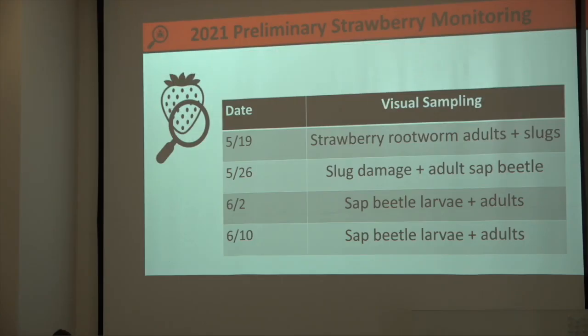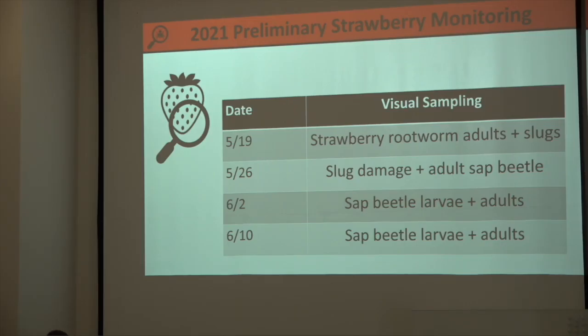The other thing that we did while we were looking is we looked for what else was out there. So we found strawberry rootworm adults already by May 19th, and we also found slugs to be very active that year. We were starting to really see slug damage in that last week of May, as well as the adult sap beetles, as I mentioned. And in the first week of June, there were sap beetle larvae in these fruit, so they were being infested. And we had sap beetle larvae and adults. And that continued after the first week of June in that year.